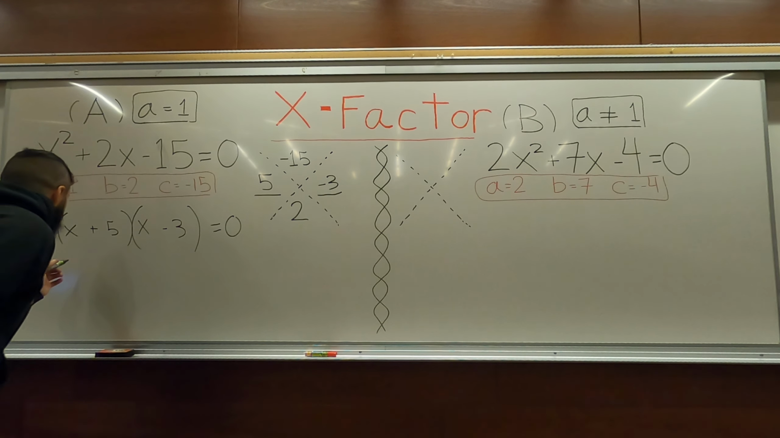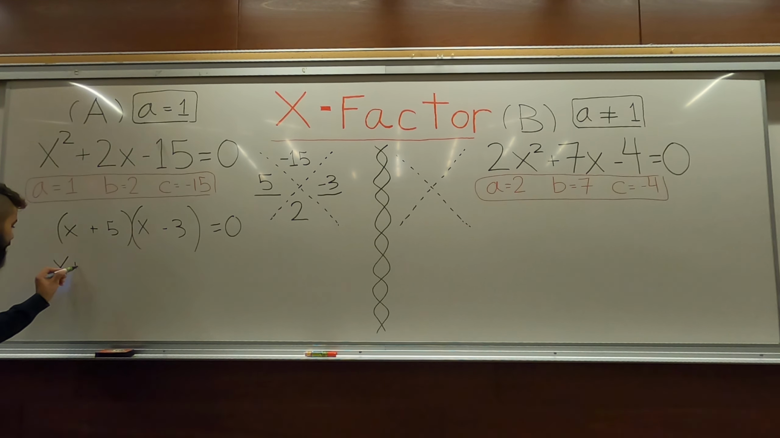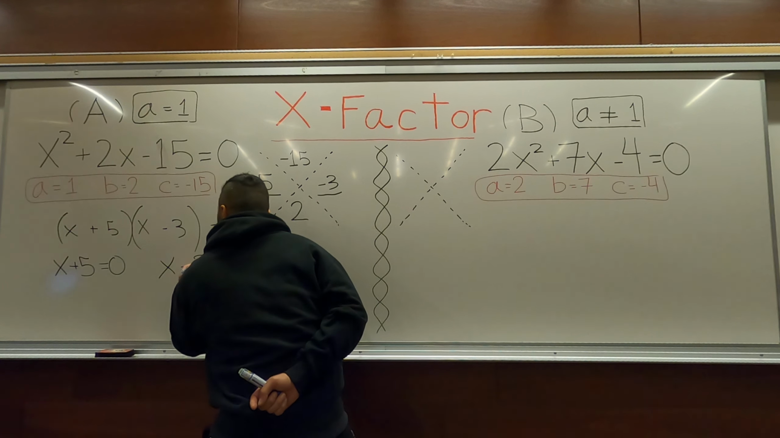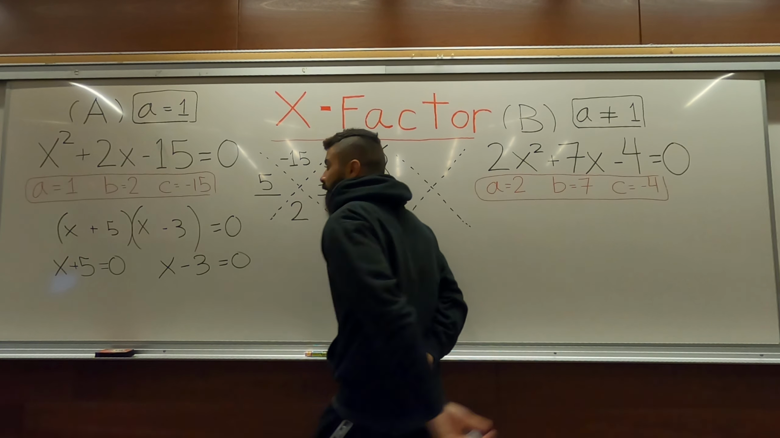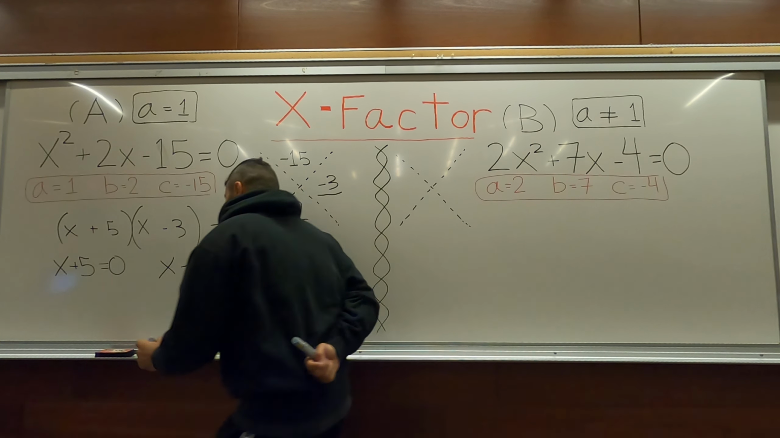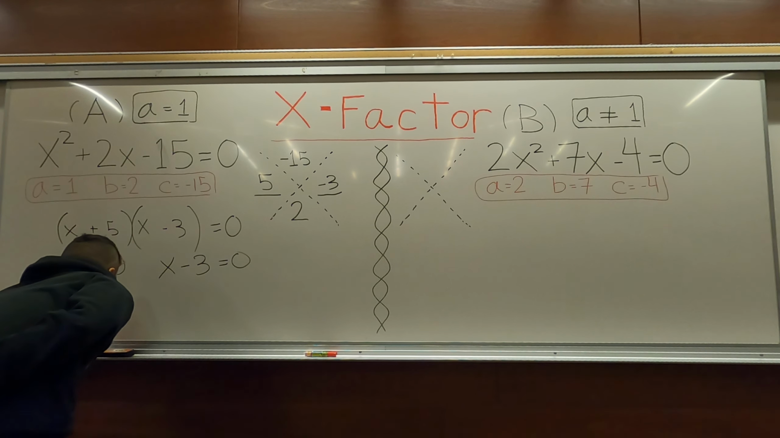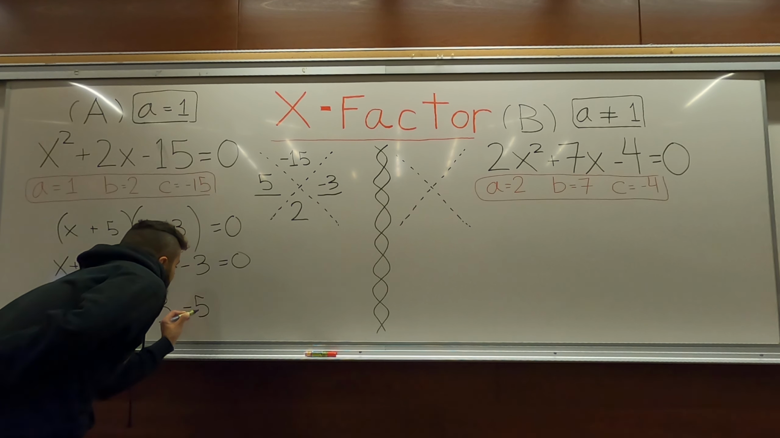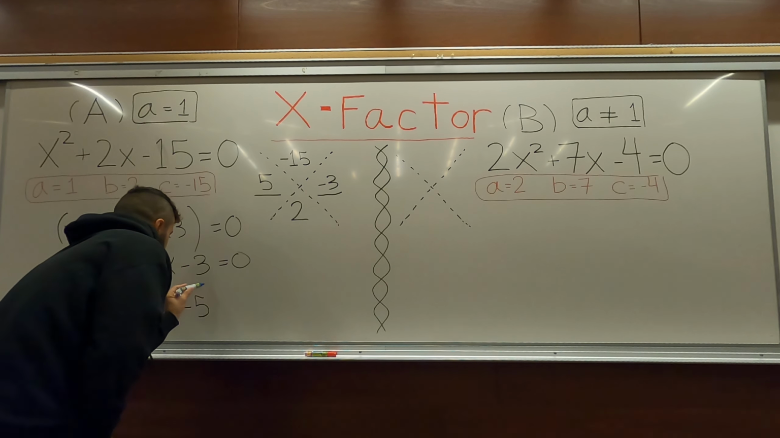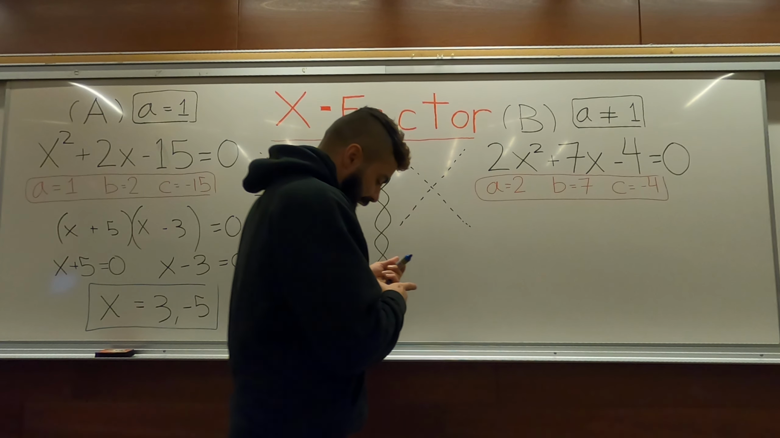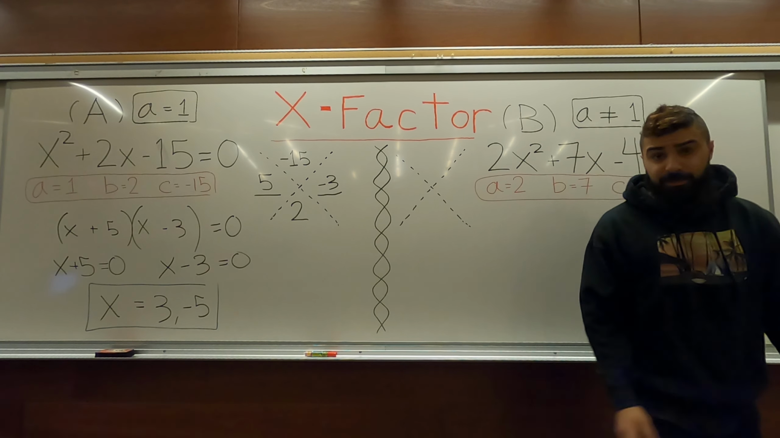So we solve both, and we get x plus 5 equals 0, and x minus 3 equals 0. So then that just means x is equal to 3, negative 5 as the answer for example A. And that's that. Let's look at example B.